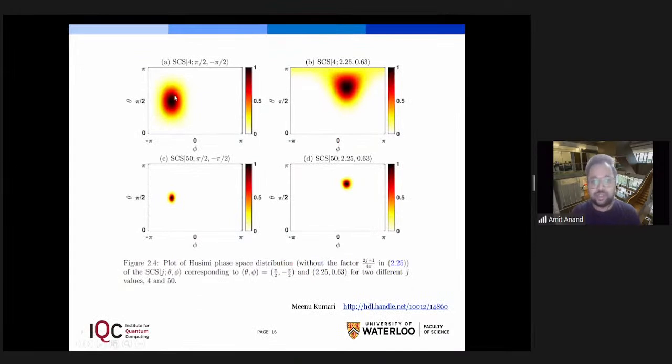This is a Husimi distribution of a spin coherent state, which is centered at theta and phi, pi by 2 and minus pi by 2. You can see that as you increase the value of j, you go closer and closer to the classical picture. For j equal to 4, that is 8 qubits, it is spread in the phase space. But if you go to j equal to 50, it becomes more and more point-like. If I take j to be infinite, it will be a dot on the phase space, which will exactly replicate the classical point.